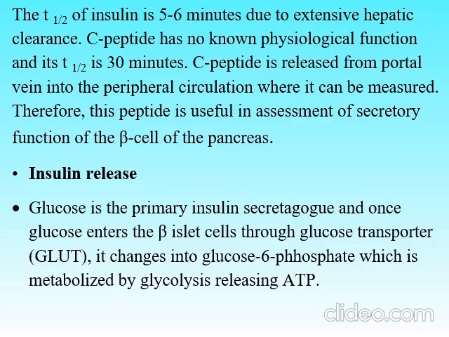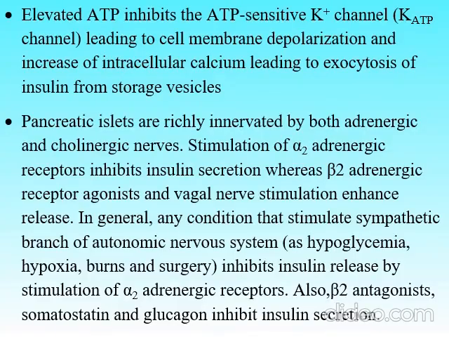Insulin release. Glucose is the primary insulin secretagogue, and once glucose enters the beta cells through the glucose transporter GLUT, it changes into glucose 6-phosphate, which is metabolized by glycolysis releasing ATP. This is the mechanism of the release of insulin.